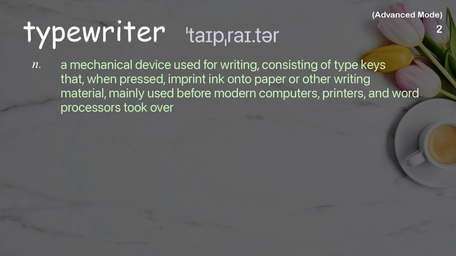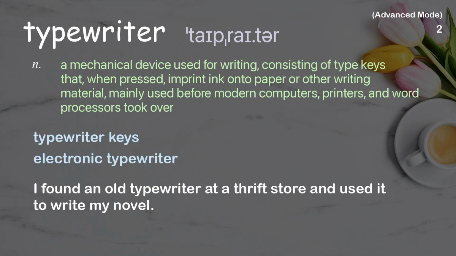Typewriter. A mechanical device used for writing, consisting of type keys that, when pressed, imprint ink onto paper or other writing material, mainly used before modern computers, printers, and word processors took over. Examples: Typewriter keys. Electronic typewriter. I found an old typewriter at a thrift store and used it to write my novel.